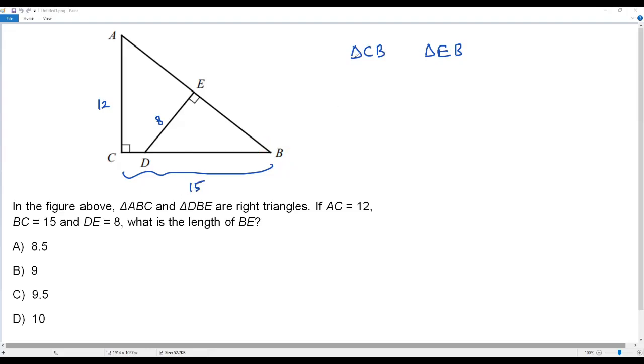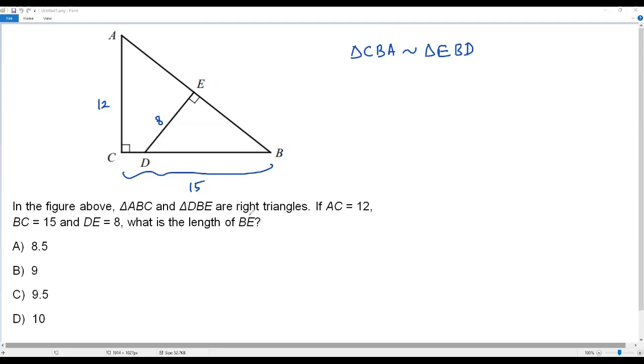Now let me write the third vertex for the right triangle ABC. Already I have written the vertices C and B. The third vertex is A. And for the right triangle DBE, already I have written the vertices E and B. The third vertex is D. So now the two triangles are similar. Using the triangle similarity concept, I am going to find the length of BE.